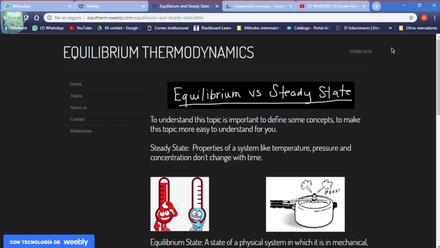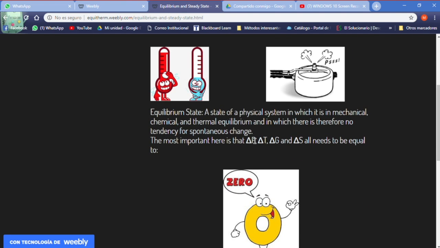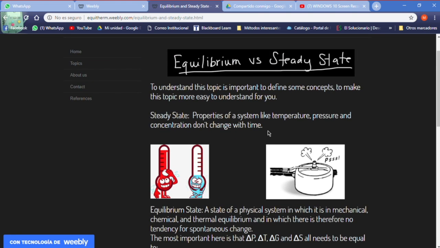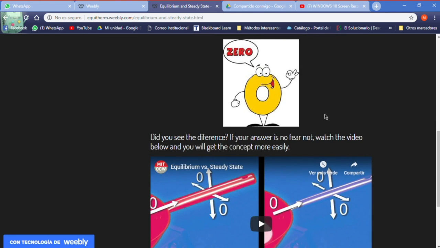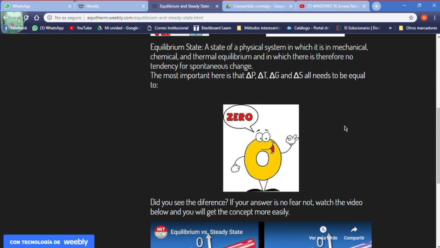For this topic, we will have the definitions of what is equilibrium and what is steady state. Here, we put the difference between each of them, and also we put a video to help the people to understand the concept more clearly than that of our explanations.